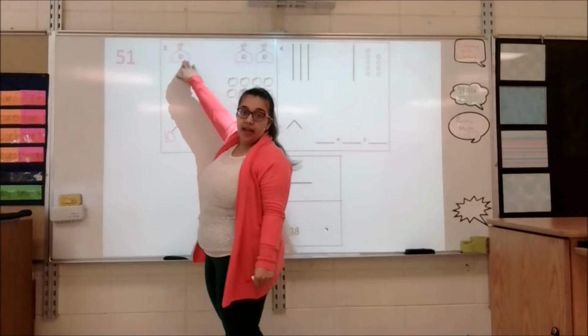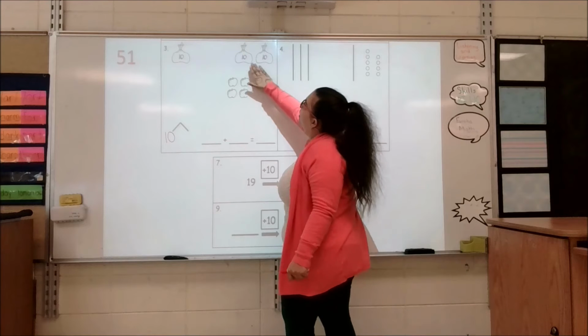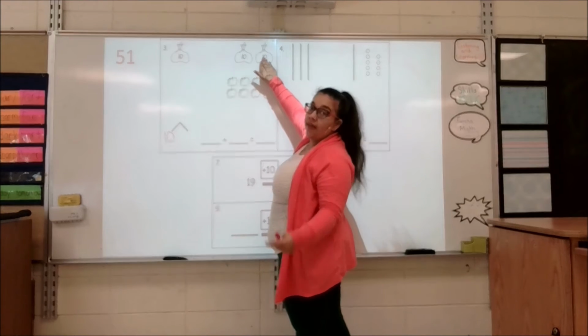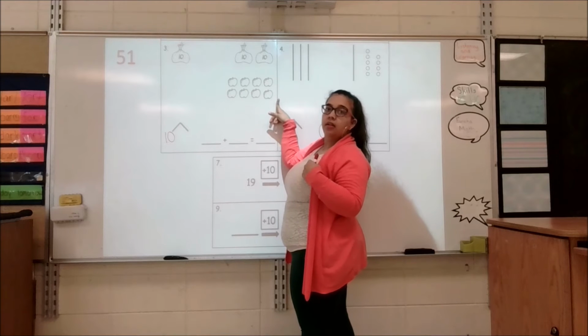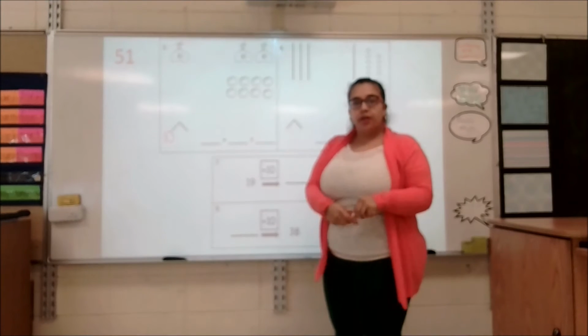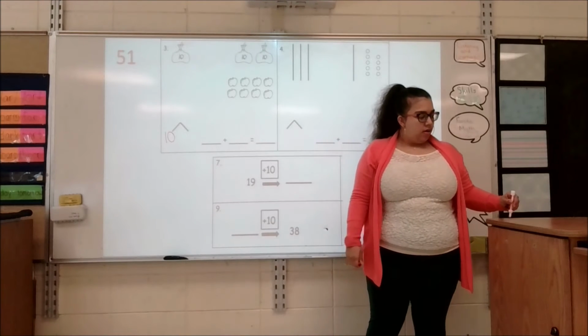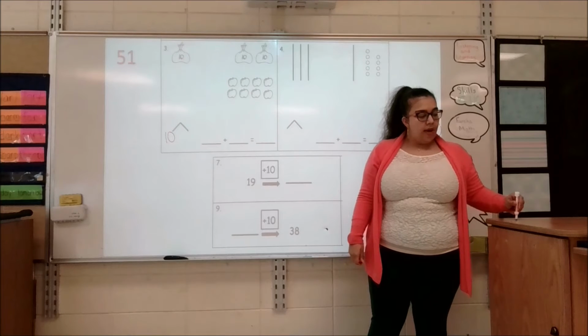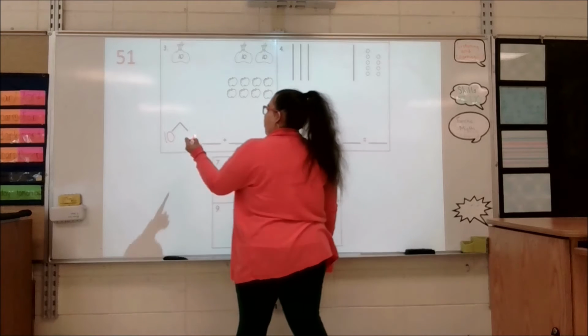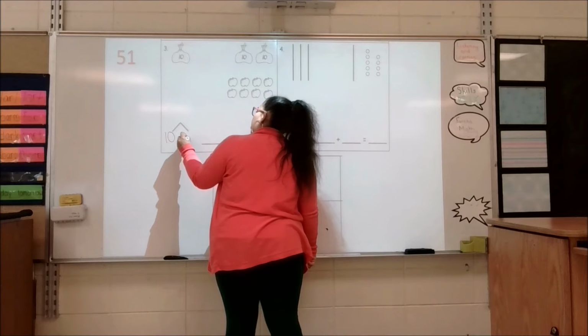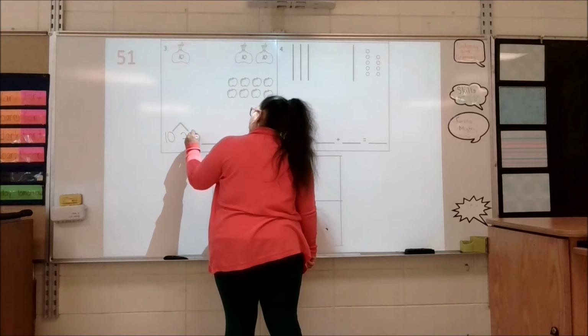So the first part is this group of 10, these 10 apples. The second part is 2 bags of apples and 8 more. Good. 8 more. 2 bags of apples and 8 more. 8 ones. So 2 10s and 8 ones.